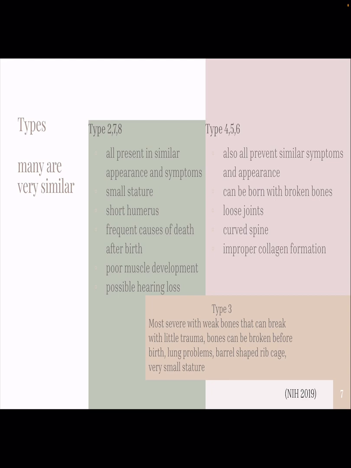This type will cause bones to break with little to no trauma. These patients will come out of the womb with broken bones and also have lung problems, as well as symptoms of a barrel-shaped chest. These patients will have a very small stature like other types, but it will also be most severe compared to the other types. These patients will be ones that you see that are wheelchair-bound.